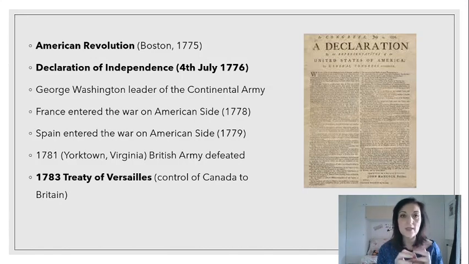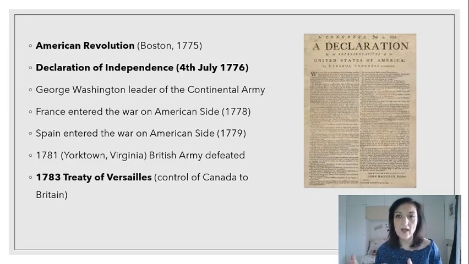It actually started in Boston in 1775. Okay, it was a long war, but maybe the very first important moment of this war was on the 4th of July 1776. That is also now every year celebrated in the United States of America as the Independence Day. In fact, it was on the 4th of July 1776 that the American colonies declared their independence from Britain.